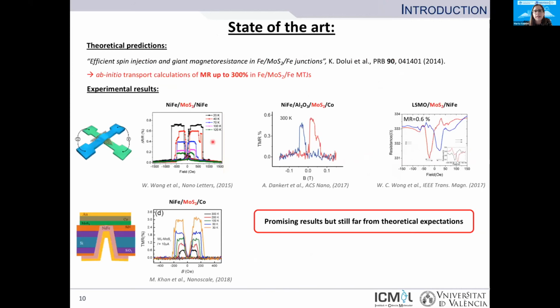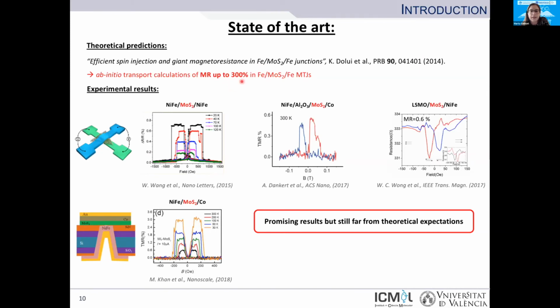So the first interest in molybdenum sulfide for magnetic tunnel junctions came in 2014, when some ab initio transport calculations predicted a magnetoresistance of up to 300% in an iron/molybdenum sulfide/iron magnetic tunnel junction. So this was really exciting, and one year later, the first experimental results started to appear, and some others came afterwards. But even if these are very promising results, as you can see, the magnetoresistance signal is much lower than the one predicted theoretically.